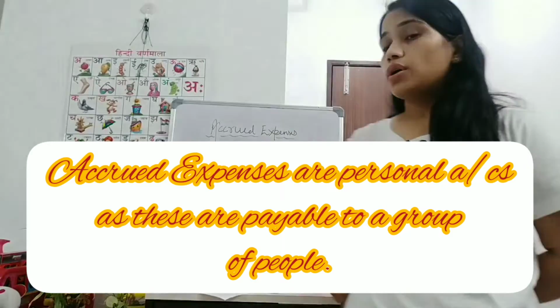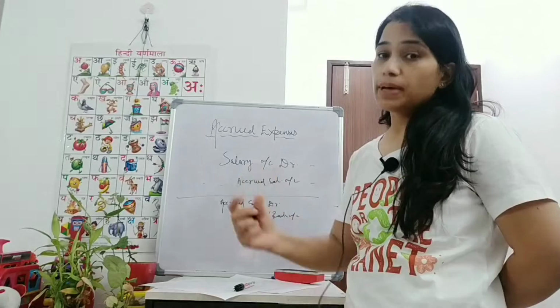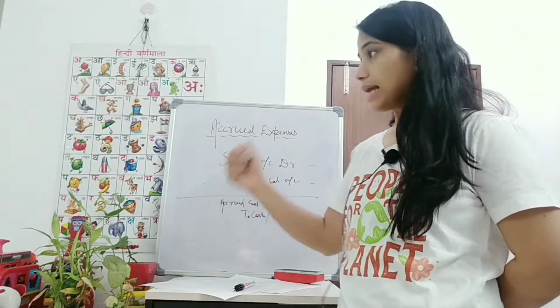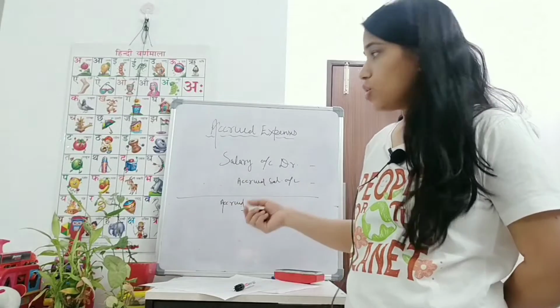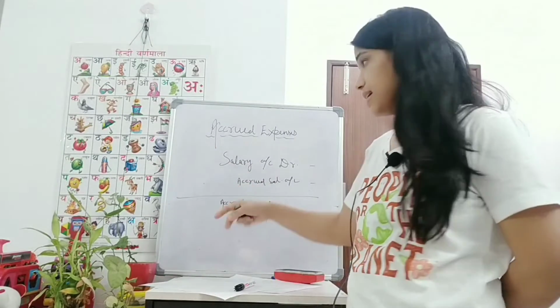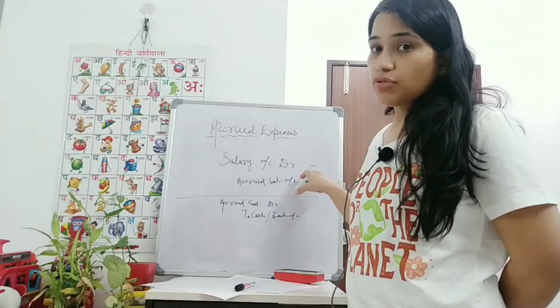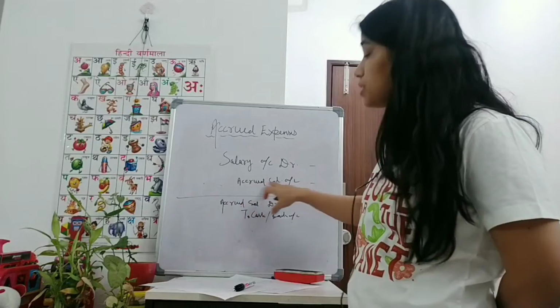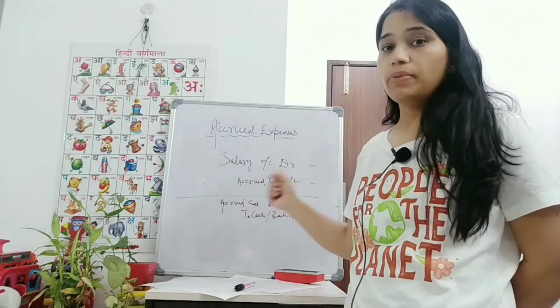So as I already said, the outstanding expense account is a personal account. Again, our accrued expense account is a personal account. So how will we pass the entry for accrued expenses? Let's take the example of salary again. Salary account debit, because it is an expense, this will be a nominal account. Accrued salary account is a personal account, so it will be credited here.